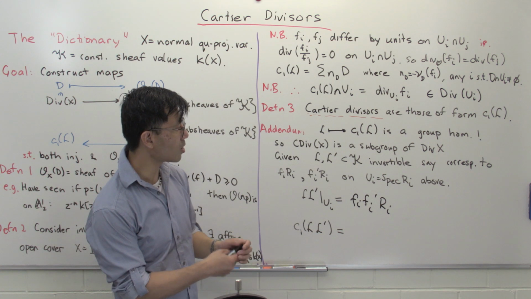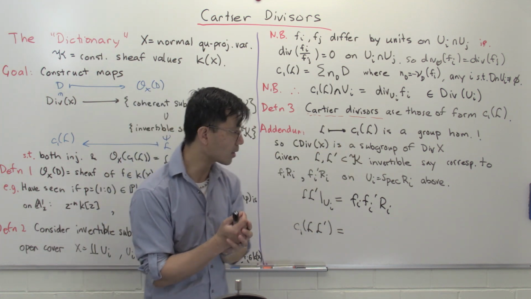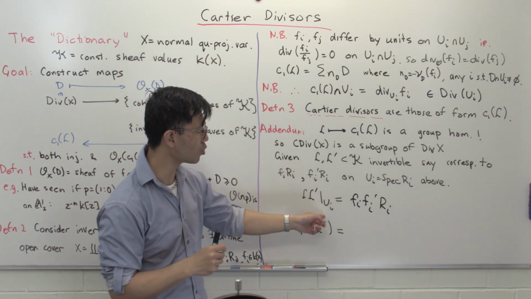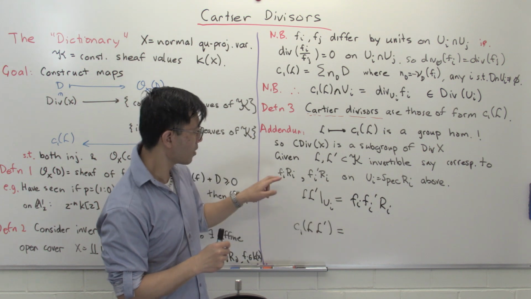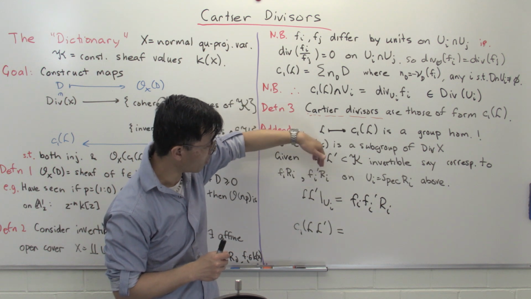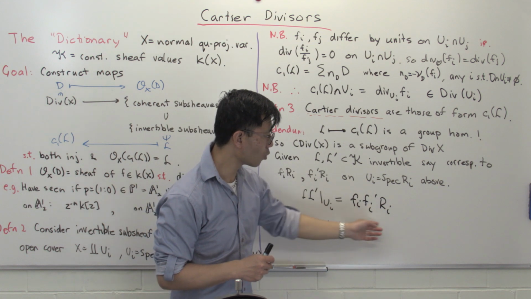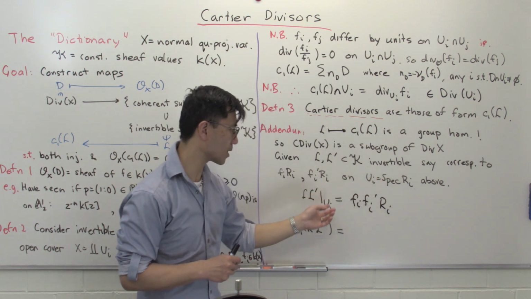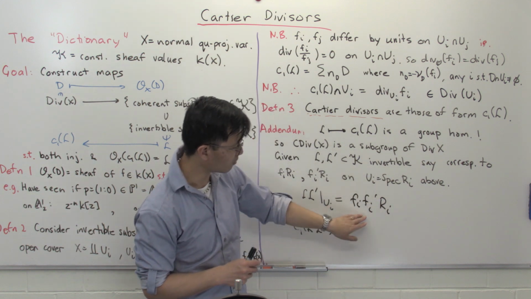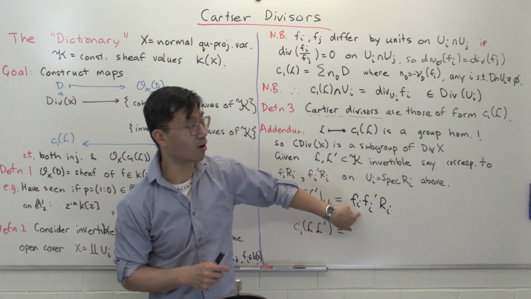Since it's a subset of this, it's pretty easy to see that everything glues together correctly, because the fi and fj differ by units on the intersection of two things, and the same for the fi primes and fj primes; they'll differ by a unit. So there's descent data, and the cocycle condition for descent data will be satisfied by these. So this will actually give you an invertible subsheaf of script K.